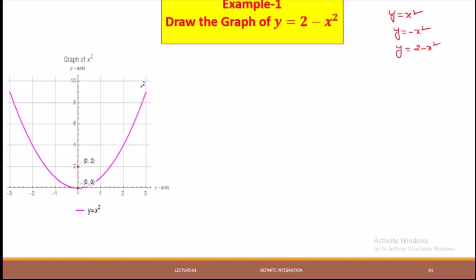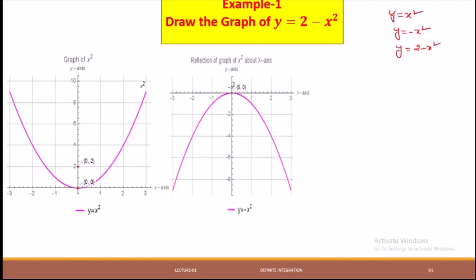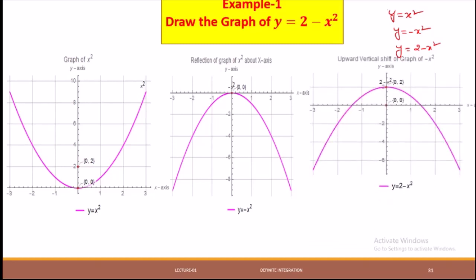This is a parabola that we know, and y is equal to minus x square is a reflection about the x-axis. So the graph of the parabola looks like this. It is inverted. Now we'll draw the graph of y is equal to 2 minus x square. 2 minus x square means there will be a vertical shift upward by 2 units. So this is the required graph of y is equal to 2 minus x square.